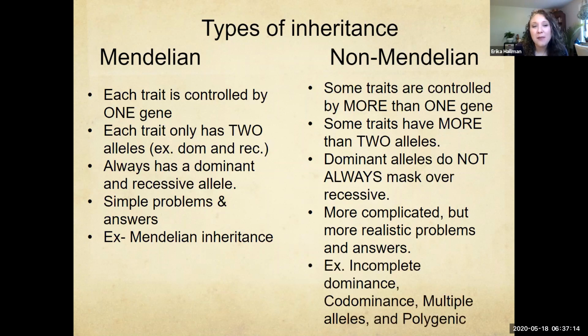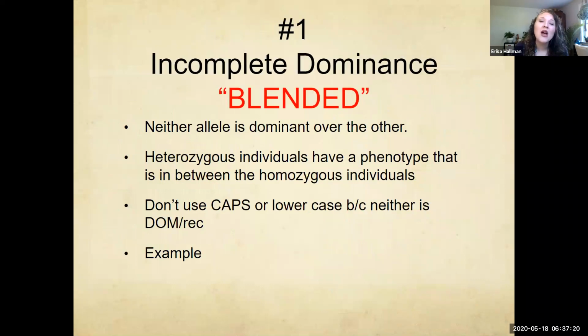All right, so examples that we'll talk about will be incomplete dominance, codominance, multiple alleles, and polygenic traits. We're basically going to go through 4 different examples of non-Mendelian genetics, and these 4 are the ones you're responsible for. For each of these 4, the term in red is the term I want you to kind of associate in your mind.